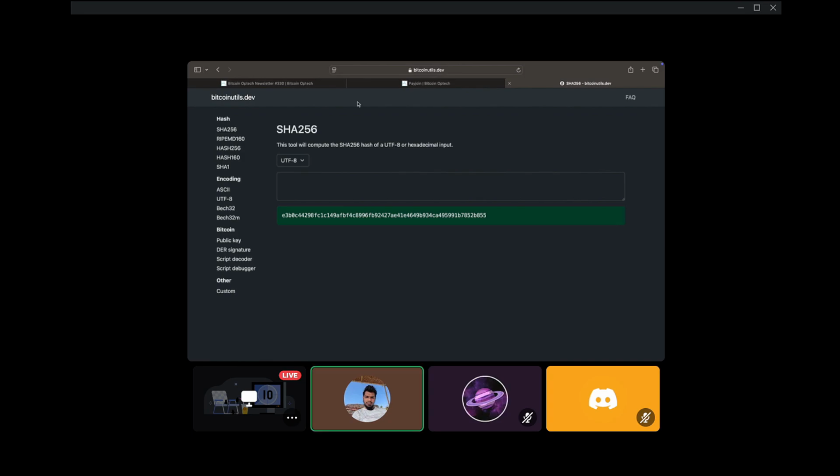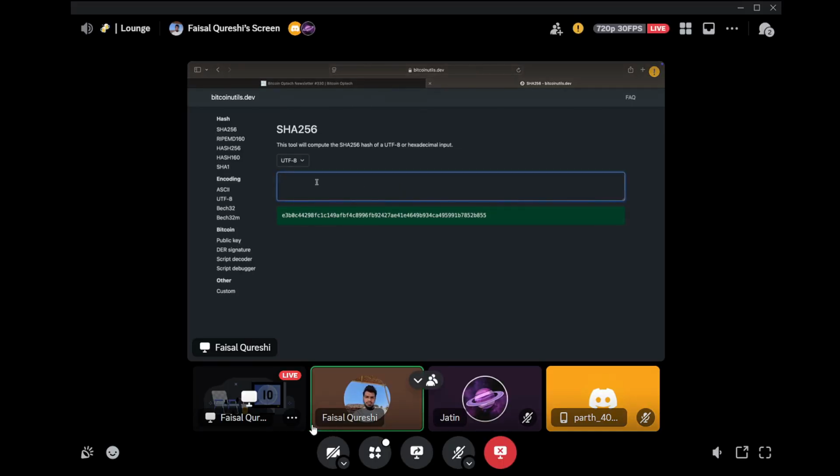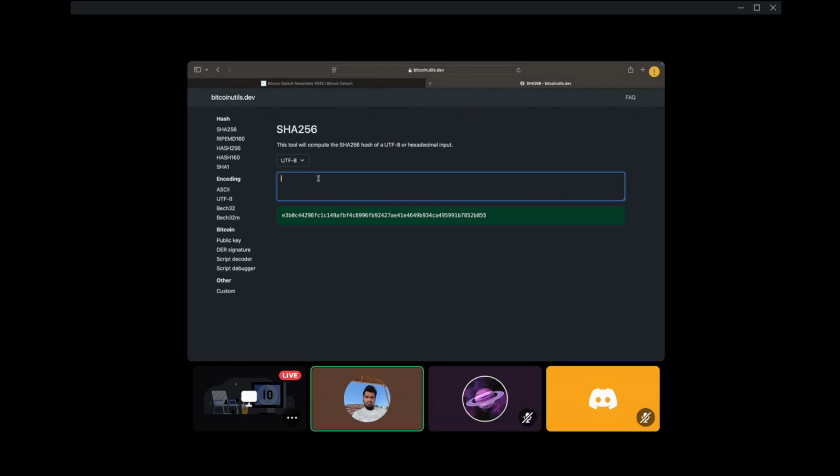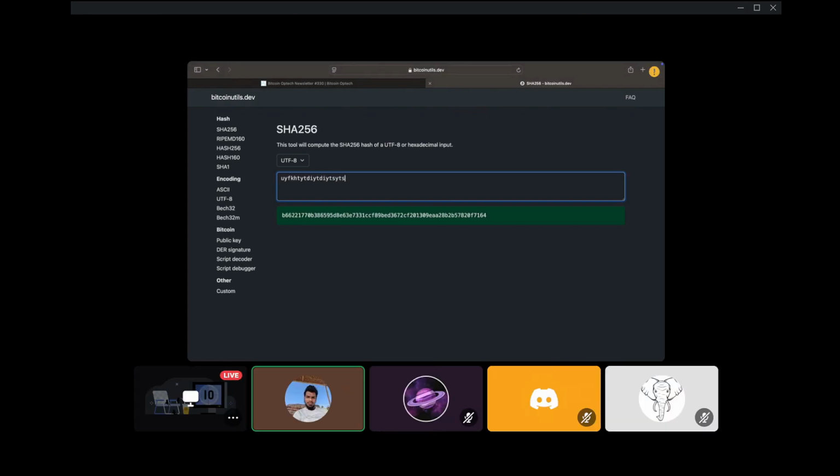Okay, so basically this website provides a bunch of utilities for developers. You have SHA-256 here, I guess. This tool will compute the SHA-256 hash of a UTF-8 or a hexadecimal input. So you can paste a hexadecimal input here. What happens? Yeah, okay. As you can see, when you paste a UTF-8 string or a hexadecimal input, the SHA-256 output will be computed and you get the output. So for some use case, if you want to compute the SHA-256 of a UTF-8 string or a hexadecimal input, this tool lets you do that.